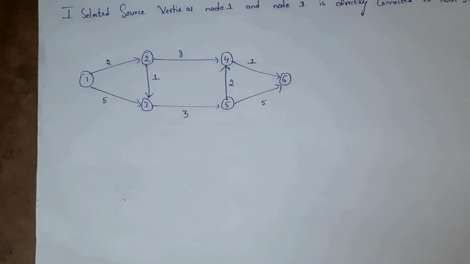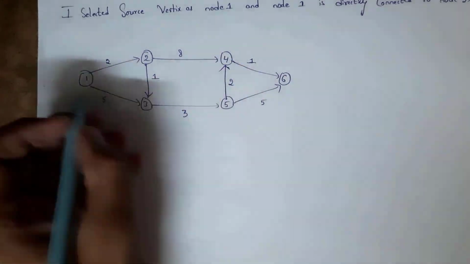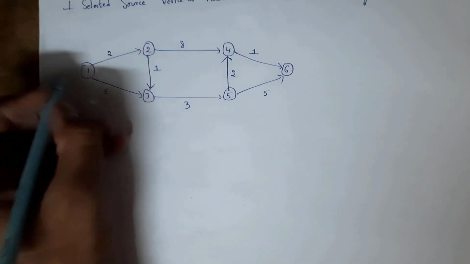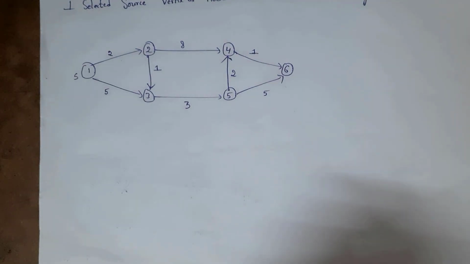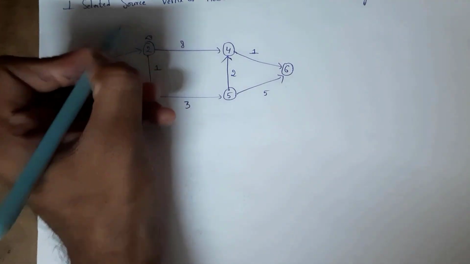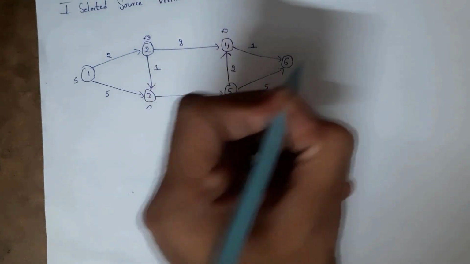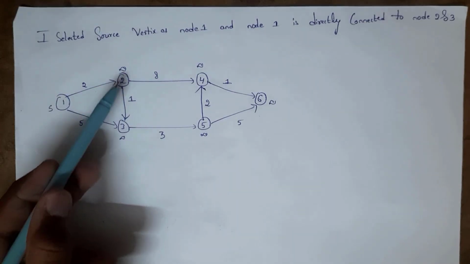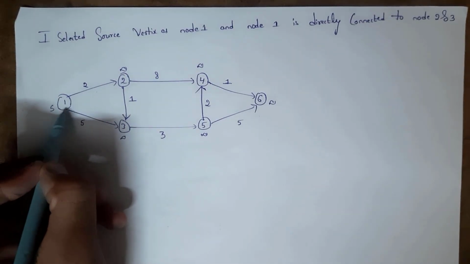Initially in step 1, I am selecting one source node. For example, I am selecting source node as this node 1. This node 1 is source node. Now we need to mark all other nodes as infinity because we did not find shortest distance. So I am marking this distance for all other nodes as infinity, infinity and infinity. Meaning of infinity is unvisited.